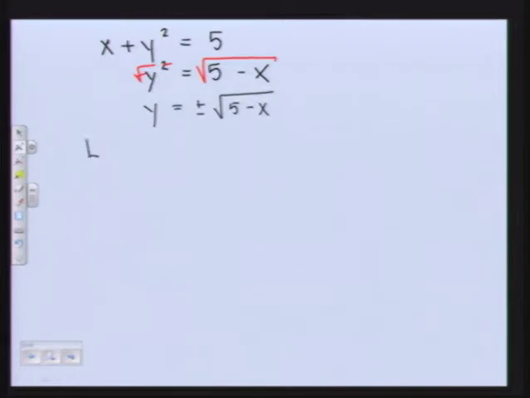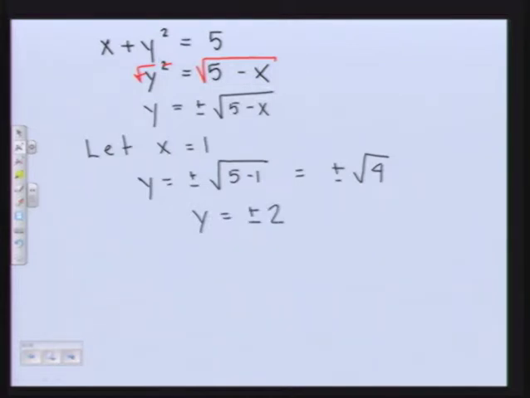So if I go through and I say let x equal 1 again, and I substitute that into my equation, I have 5 minus 1, which is going to give me plus or minus the square root of 4. The square root of 4 is 2, so we end up with plus or minus 2. What that means is that if x is equal to 1, y is equal to positive 2 or negative 2.